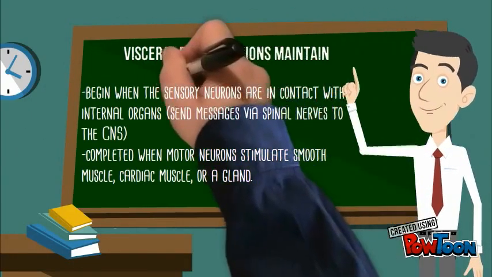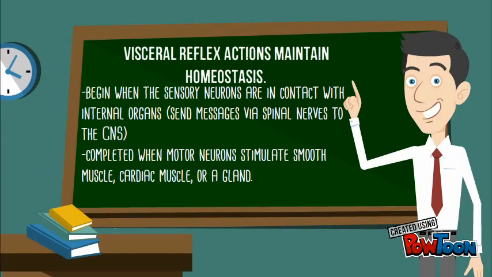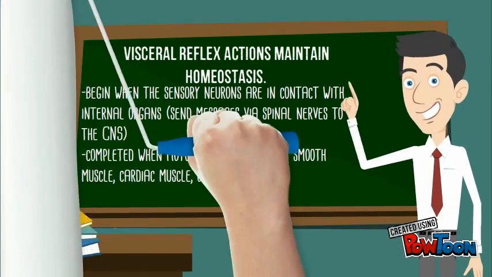Visceral reflex actions maintain homeostasis. They begin when the sensory neurons are in contact with internal organs. They send messages via the spinal nerves to the CNS. They're completed when motor neurons stimulate smooth muscle, cardiac muscle, or a gland.